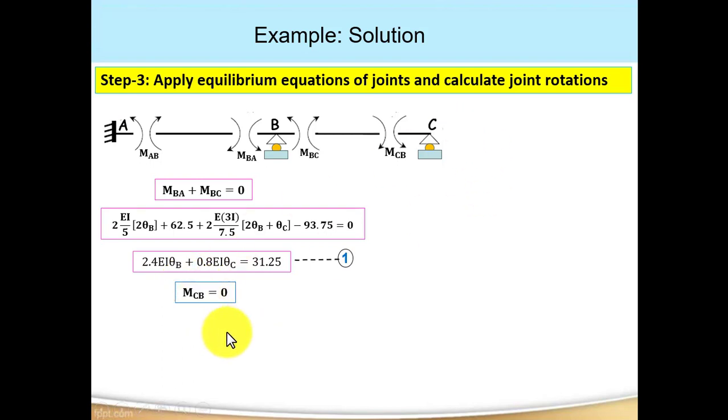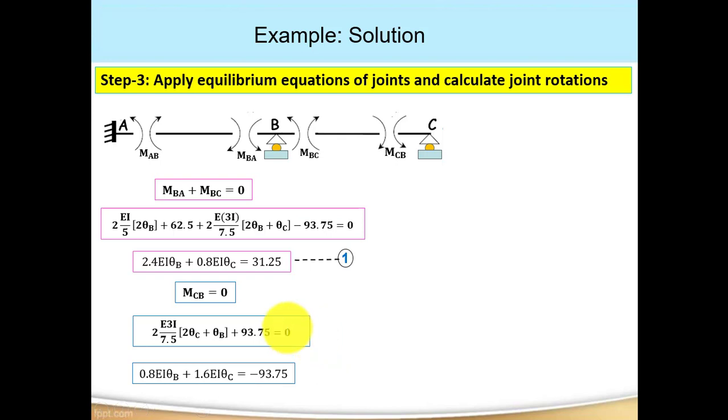At point C, M_CB equals 0. Therefore, the value of M_CB is 2 E times 3I divided by 7.5 into 2 theta C plus theta B plus 3.75 equals 0. Rearranging, 0.8 EI theta B plus 1.6 EI theta C equals minus 93.75. Again, here two unknowns, theta B and theta C. From mathematics, if you have theta B and theta C in two equations, those two unknowns can be solved simultaneously.